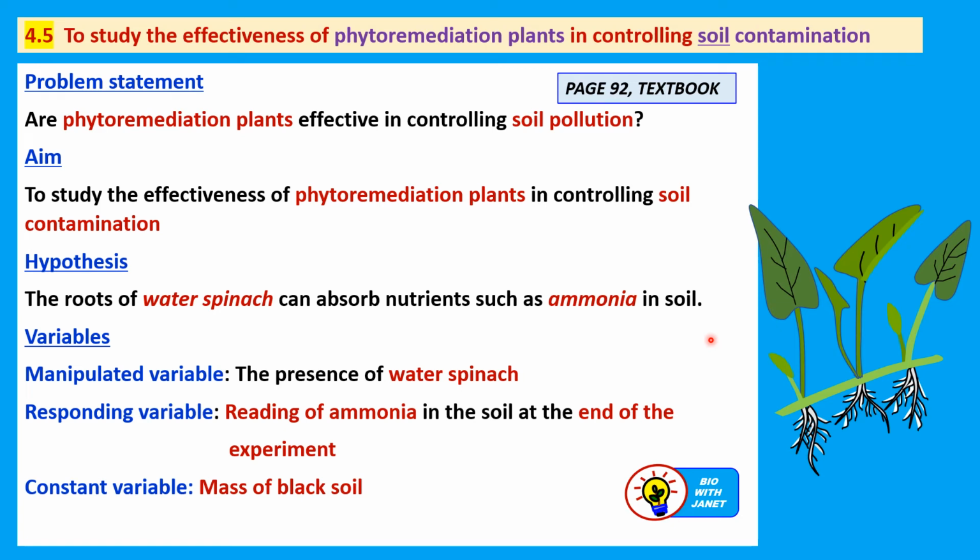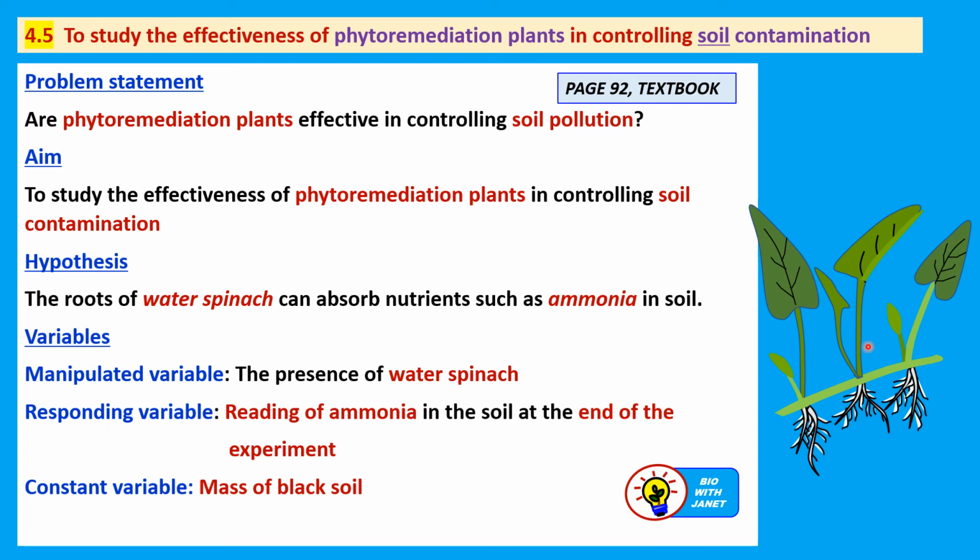So now we use another plant called the water spinach, which can absorb nutrients such as ammonia in the soil. Instead of using water hyacinth, we're going to use water spinach. So variables: the presence of water spinach in one container and the absence of water spinach in another container. Responding variable: reading of ammonia in the soil at the end of the experiment, and our constant variable here is the mass of black soil.